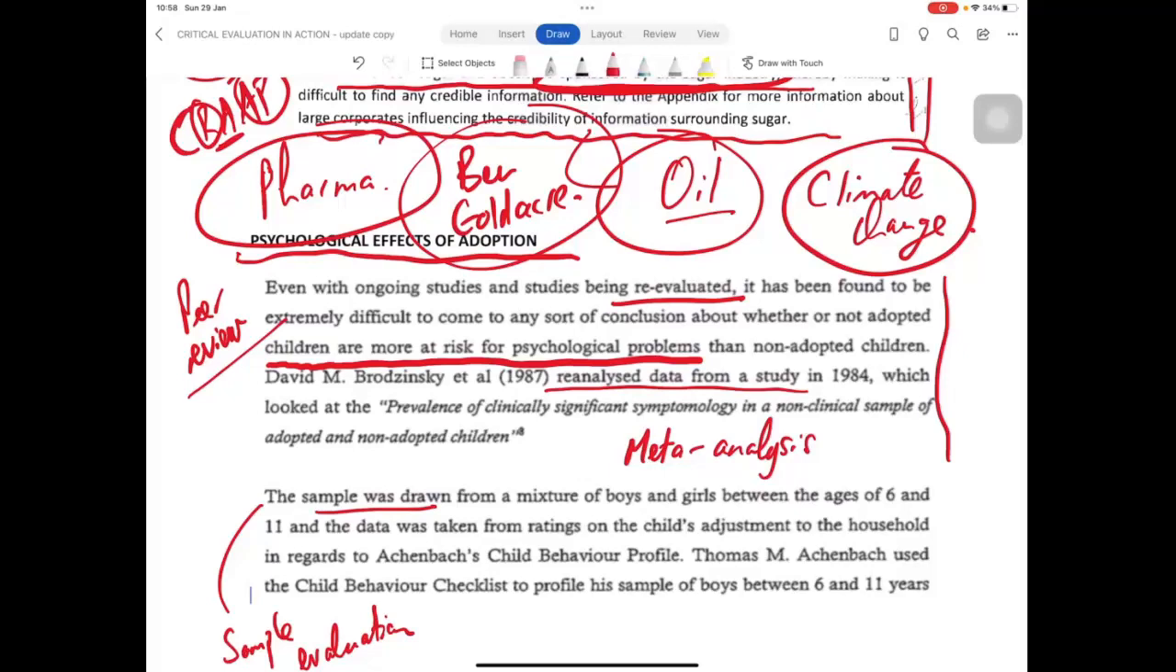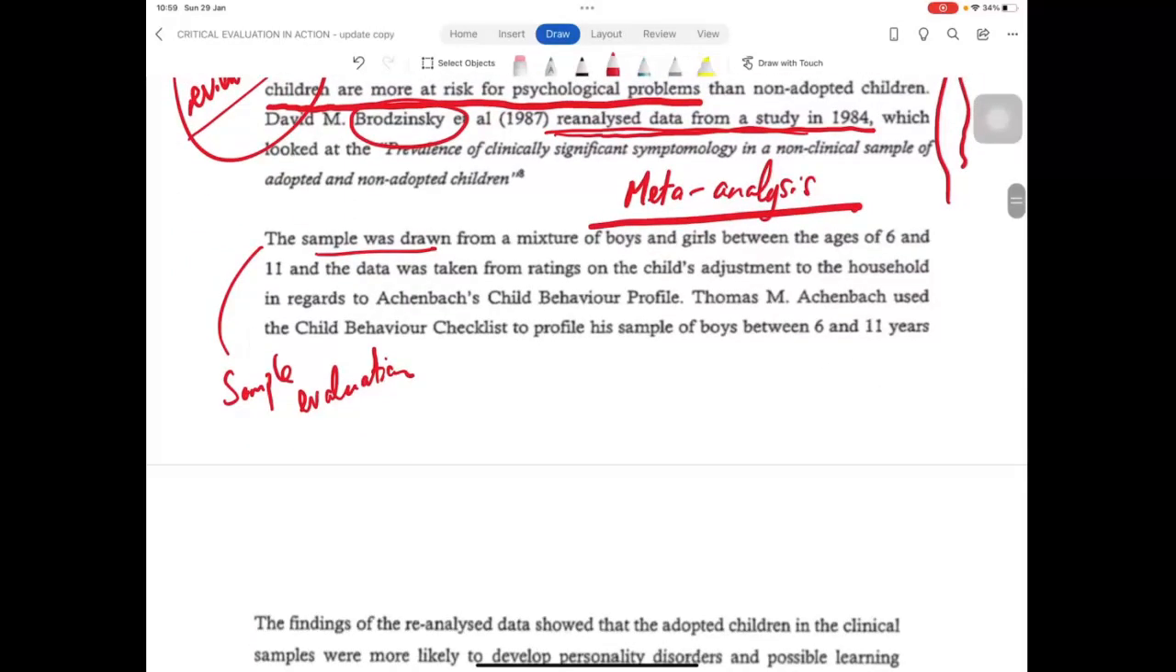And here he says, Brodzinski reanalyzed data from a study in 1984. Now, this is really important because this is peer review. And we've said before that it's absolutely crucial that you look, especially in science and psychology style studies, to see if people have actually redone the entire experiment. This is part of this idea of meta-analysis, isn't it, that shows the credibility.